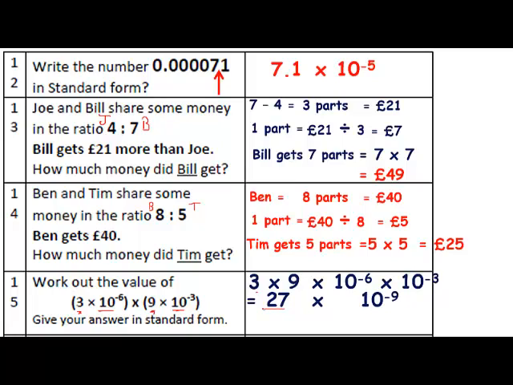That 27, though, is not in standard form. It's a number more than 10. So I need to change it into standard form. I'm going to put a decimal point between the 2 and the 7 to change it to 2.7 times 10 to the 1. Now, I'm going to times that by 10 to the minus 9. If I bring these two together, I need to add the powers, so it's going to become 2.7 times 10 to the minus 8. 1 plus minus 9 is minus 8. Make sure you're totally comfortable with that.